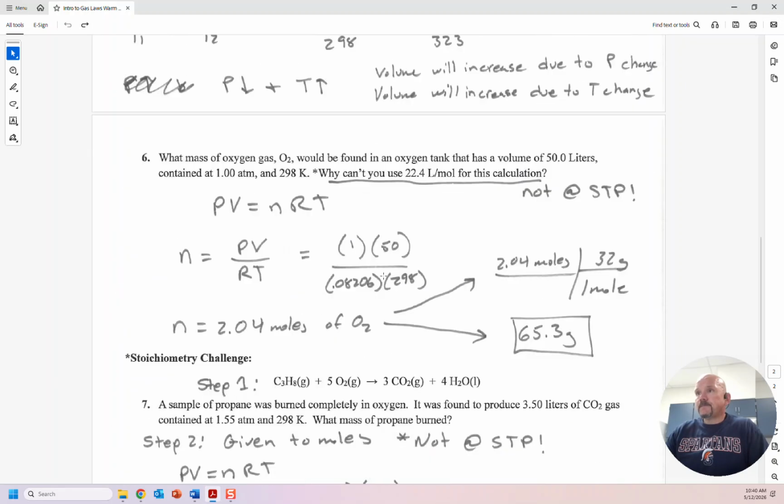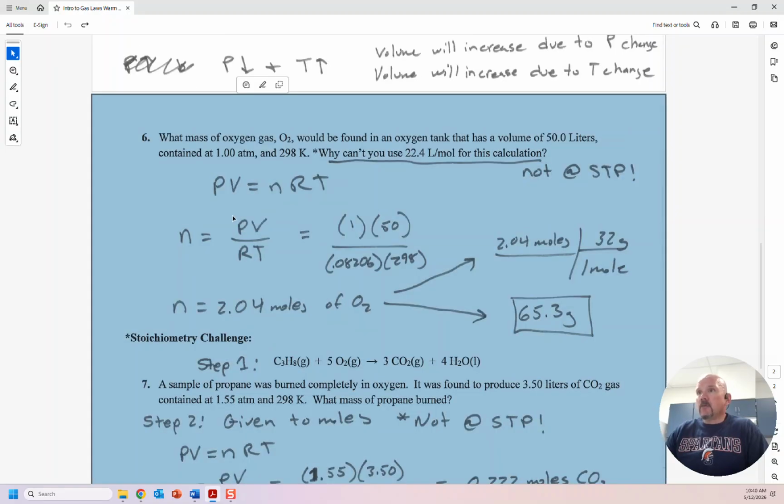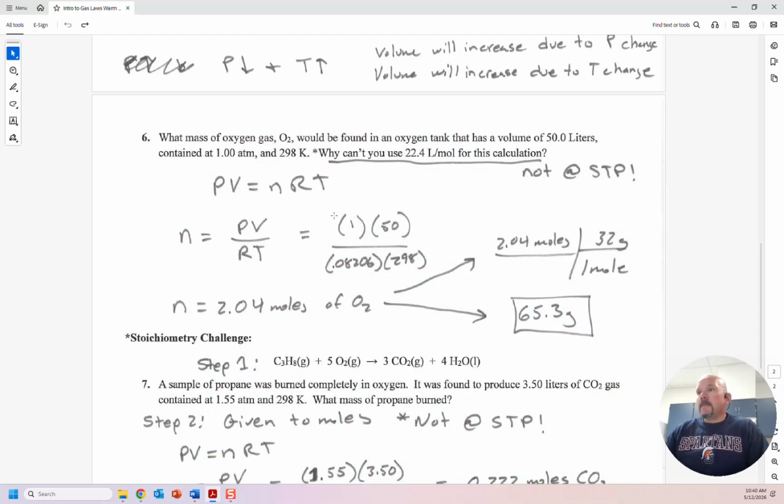Okay. So I'm using PV equals nRT, but I'm solving for n. So n would be equal to P times V, pressure times volume, over R times T. The pressure was 1 atmosphere. The volume was 50 liters. The R value I'm going to use is 0.08206. Why? Because my pressure was in atmospheres. And 298 Kelvin for my temperature. So that's going to give me moles.